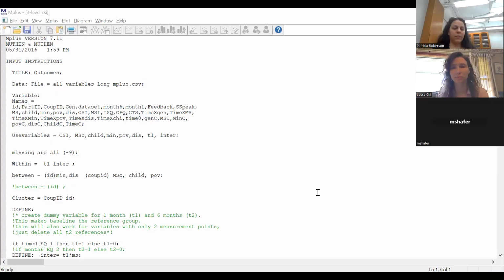I'm going to walk you through the input and then the output. This is a 3-level longitudinal model. You should also know that because it is a pre-post test, we cannot see random effects for slope and intercept. This model is a little bit confusing if you think of the degrees of freedom.